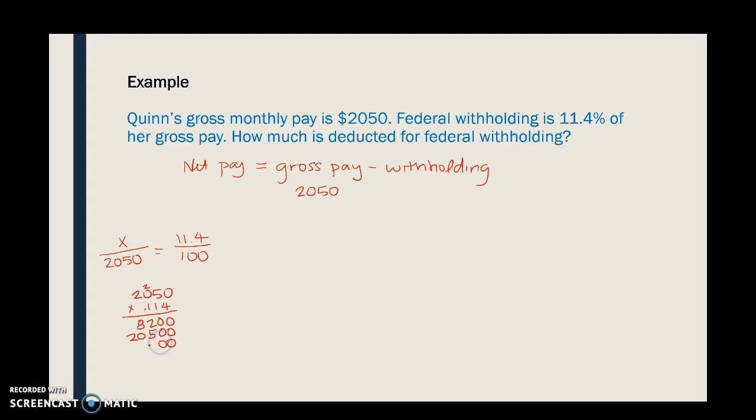Now I have 2 zeros, and then 1 times 0 is 0. 1 times 5 is 5. 1 times 0 is 0. 1 times 2 is 2. Add it all up. 0, 0, 7. 8 plus 5 is 13. 2 plus 1 is 3. 23. All right, and then 1, 2, 3 numbers to the left of the decimal. So 233.70. So that is going to be her withholding. Okay, so this 233.70 is her withholding, but we have more to deduct.